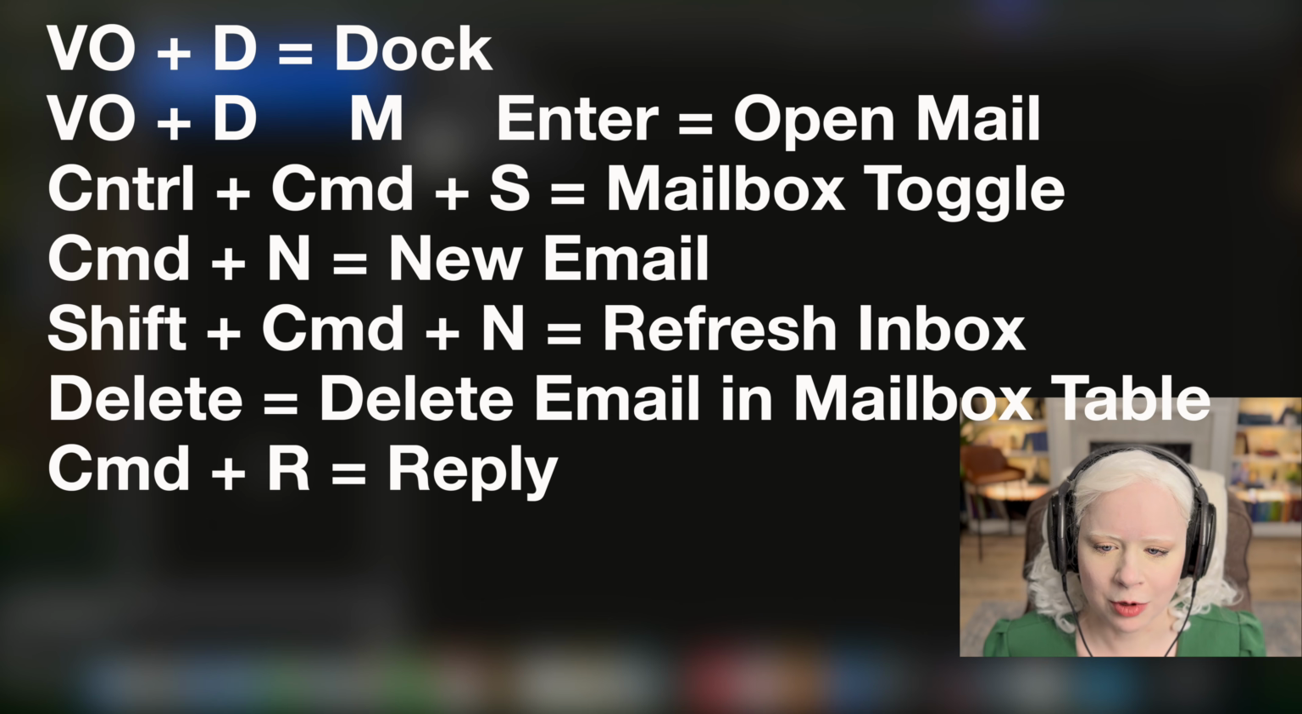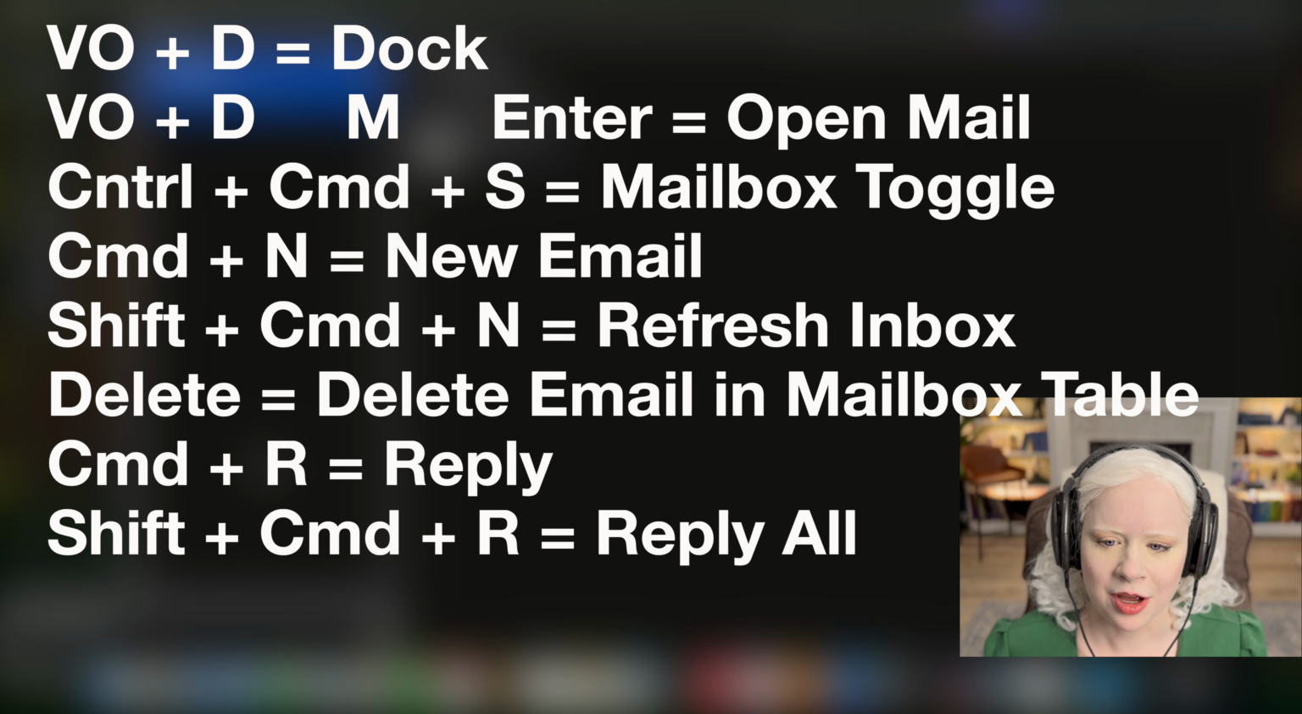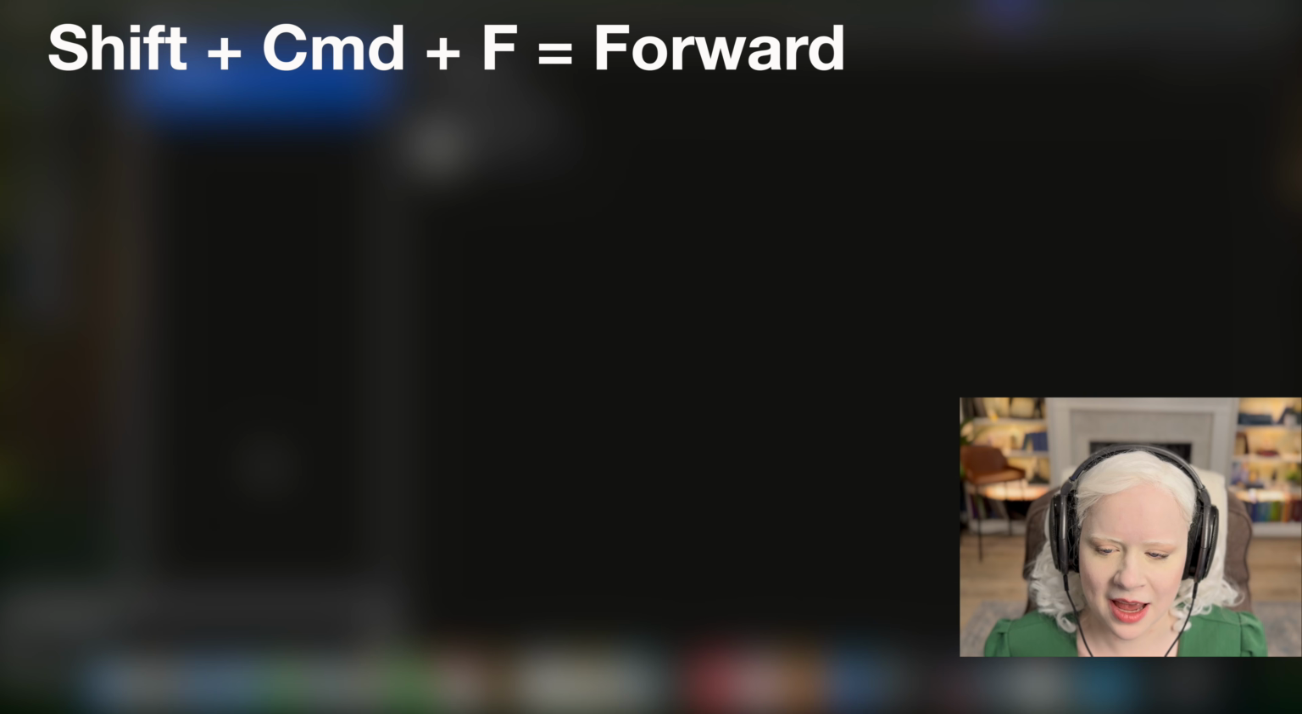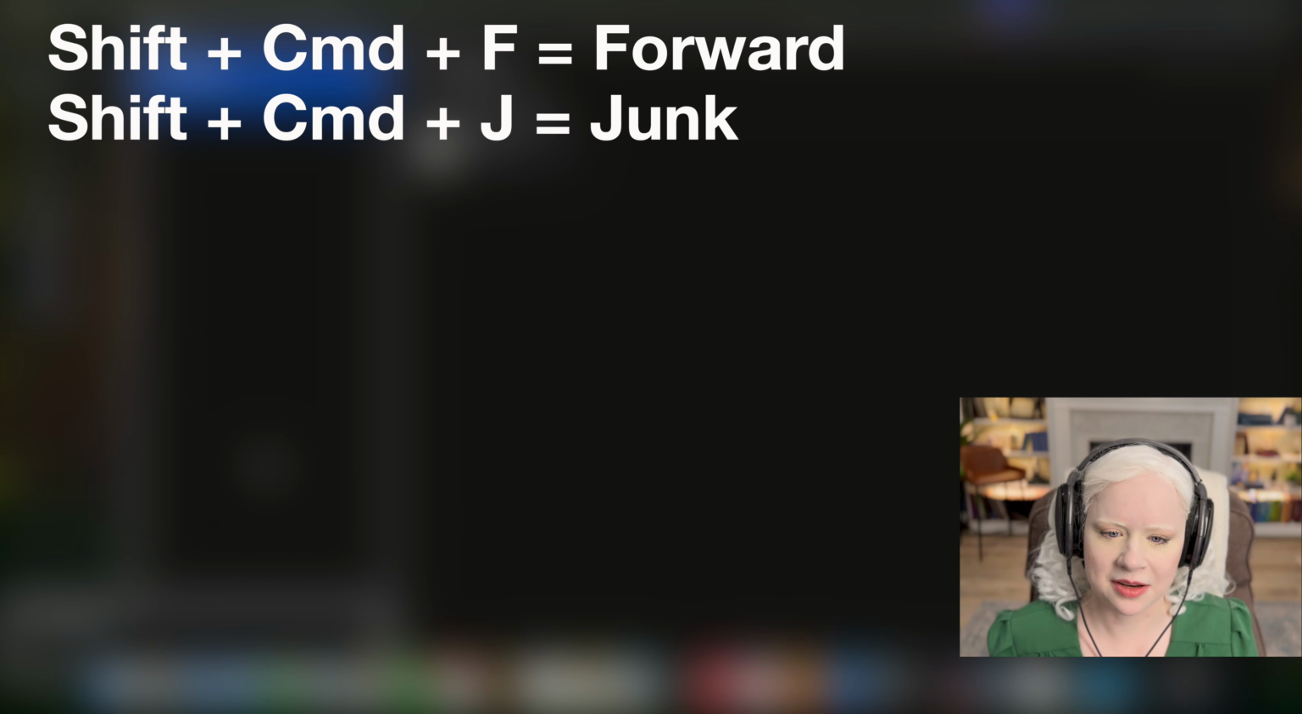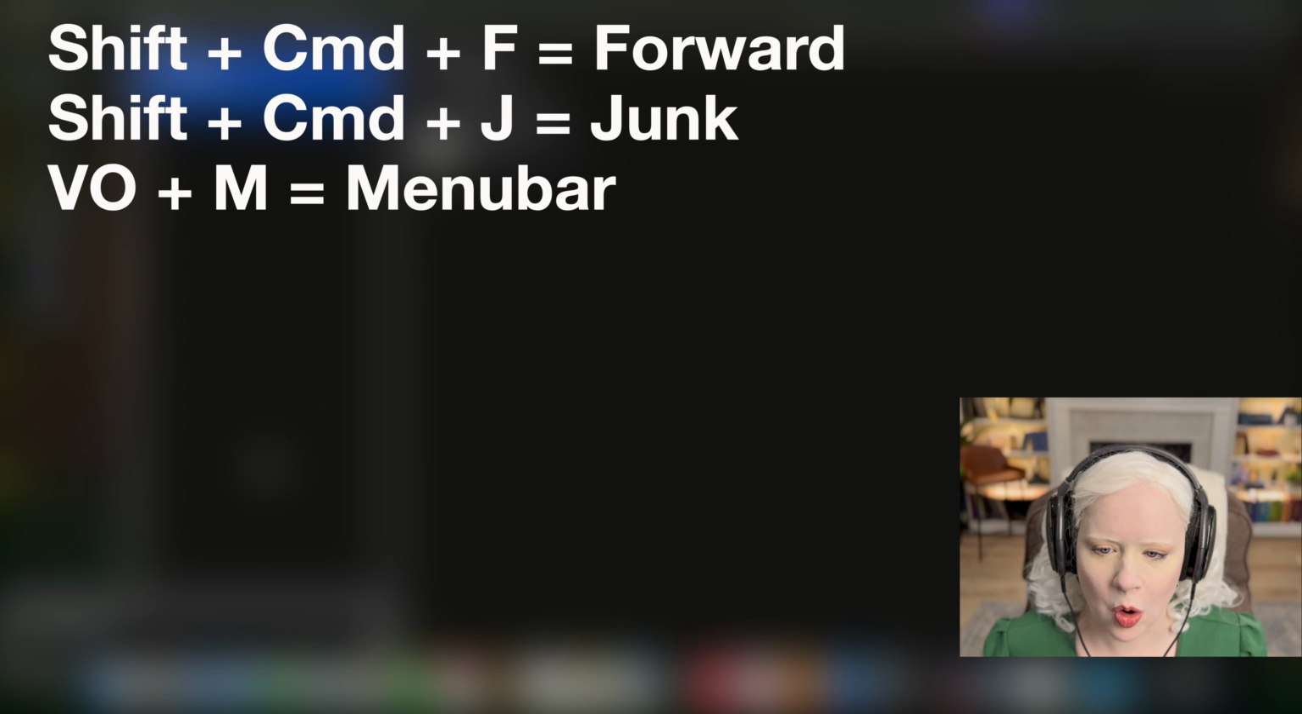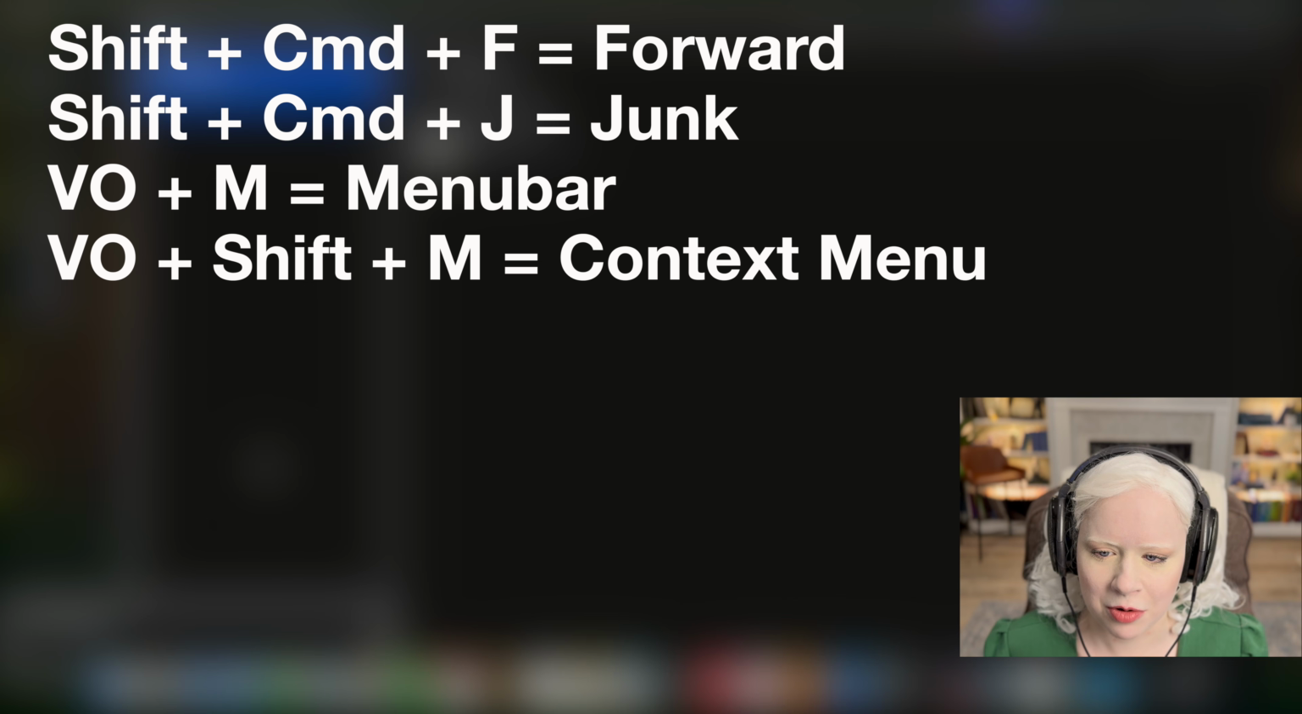Command R replies to a message in your Mailboxes table. Shift Command R replies all in your Mailboxes table. Shift Command F forwards a message from your Mailboxes table. Shift Command J marks an item as junk mail. VO M opens the menu bar. VO Shift M opens the context menu to move mail messages.